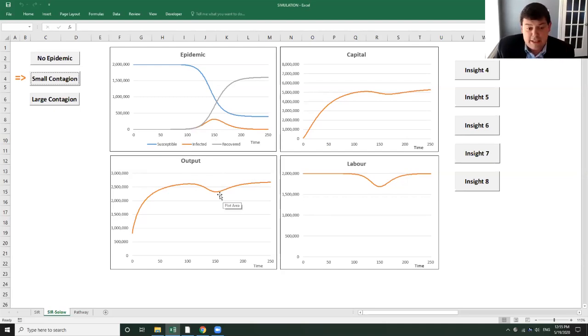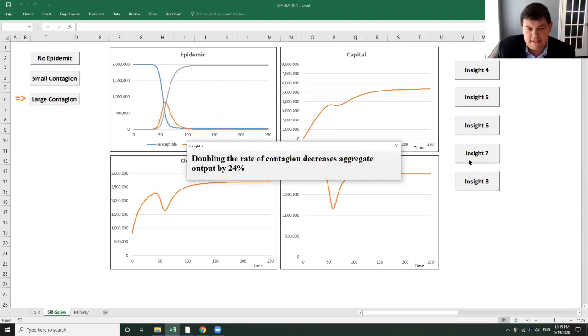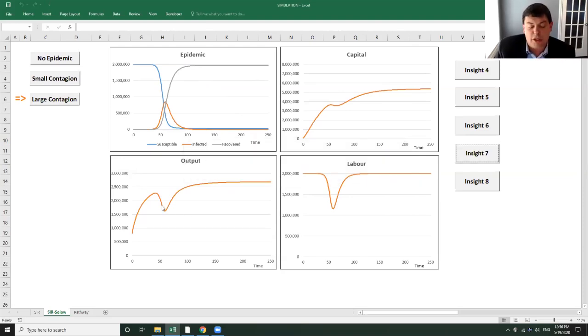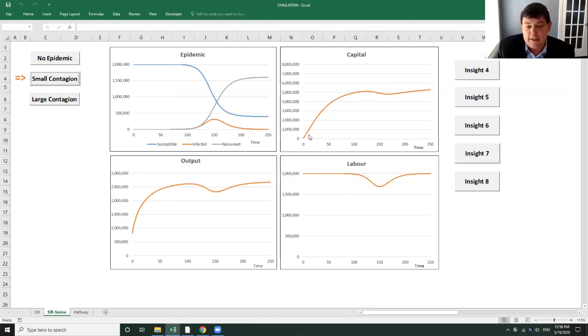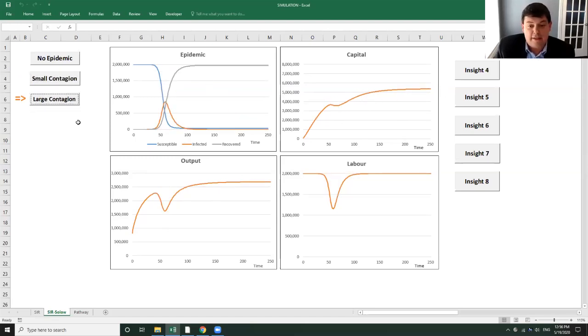I already lose some output, but when I double the rate of contagion, how much more do I lose? This insight is saying that you lose 24% more, okay? So it's a much stronger loss in output when this happens. You can see, of course, as the crisis is deeper in the economy because I have too fast of contagion, I also have a deeper impact on the capital accumulation. If I look at small contagion, it's a much smoother process than the disruption that happens just as we are about the peak of the infection in capital's markets here, okay?